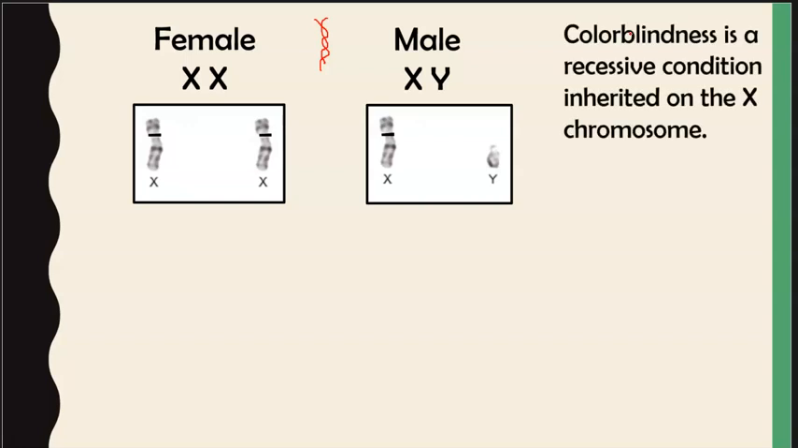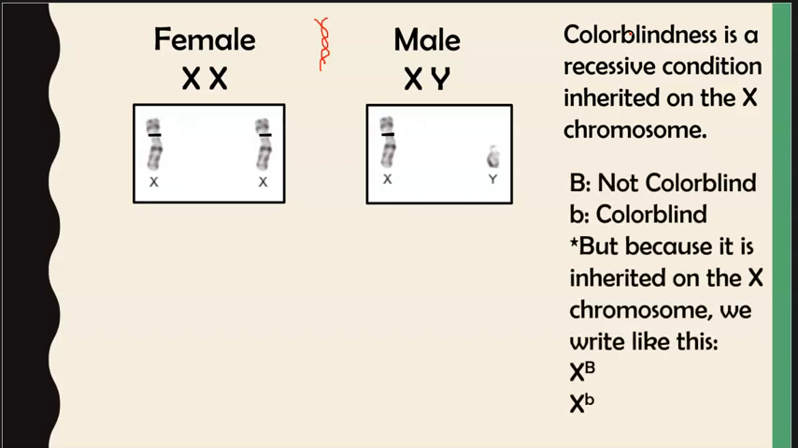So when we look at an example, colorblindness is a trait that's inherited on the X chromosome. It is inherited as a recessive allele. So here we would say that colorblindness's mode of inheritance is sex-linked recessive. When we look at how a person inherits colorblindness, if a person is colorblind, then they have the recessive allele, and not colorblind would be the dominant allele. But because it's inherited on the X chromosome, we write it like this. Instead of just writing a B, we will write it on the X.